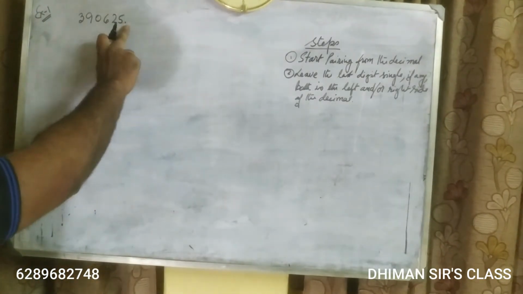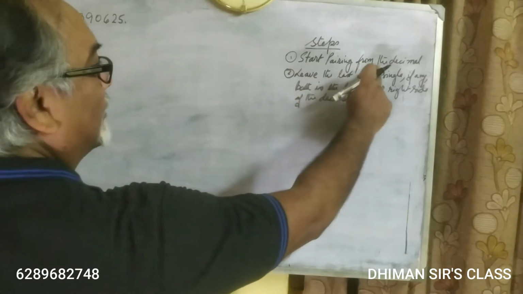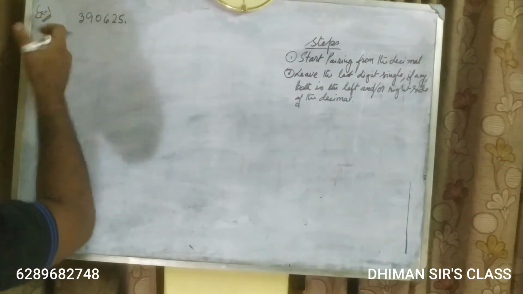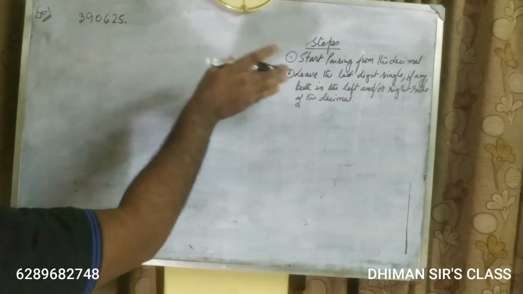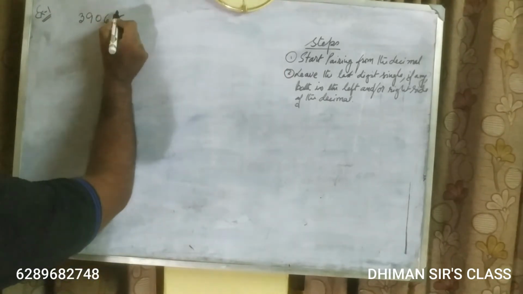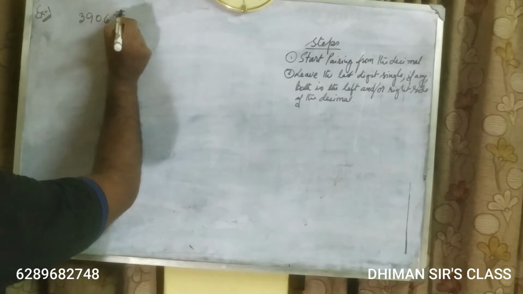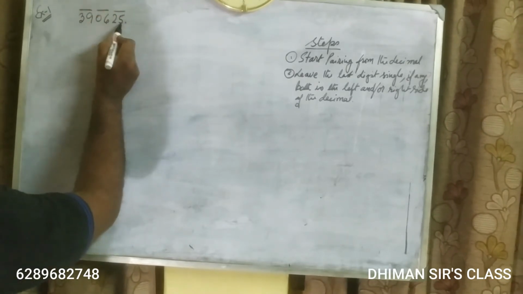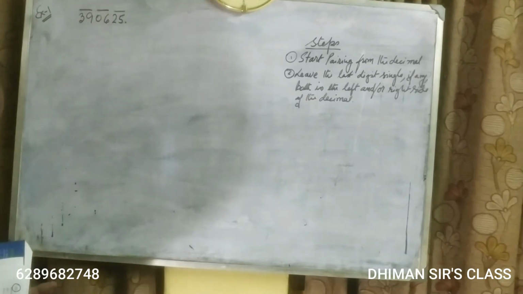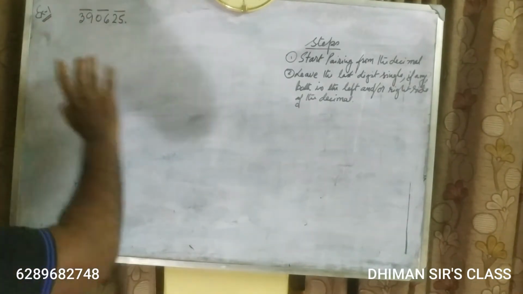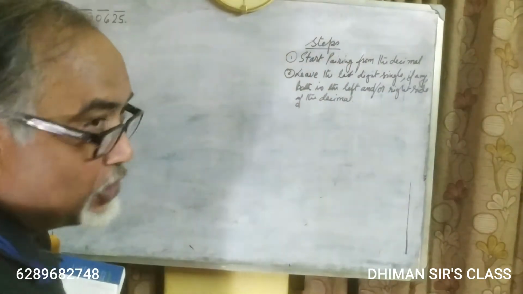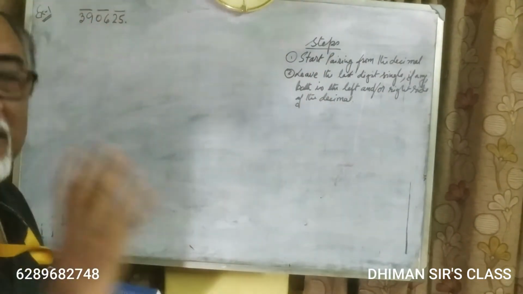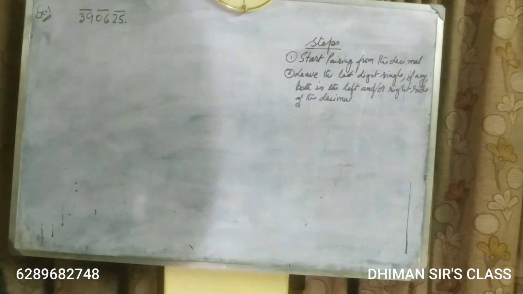We got the decimal here. Start pairing from the decimal. If it is on the left, start pairing on the left side. If it is on the right, start pairing on the right side. Give bars on the double digits. So we have got 3 pairs here. There is no single digit, so step 2 is not applicable here. All the digits are in pairs. Okay. Next.